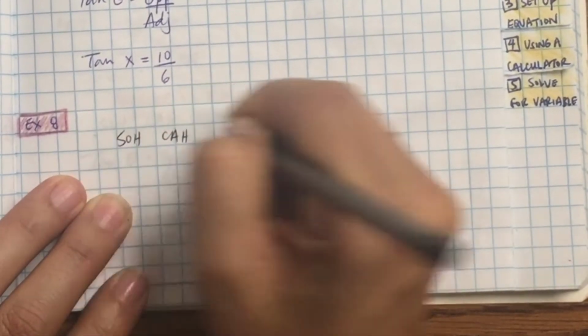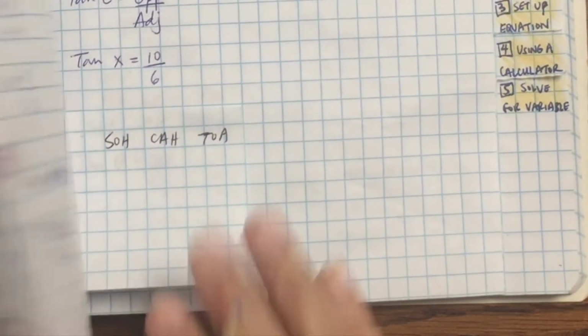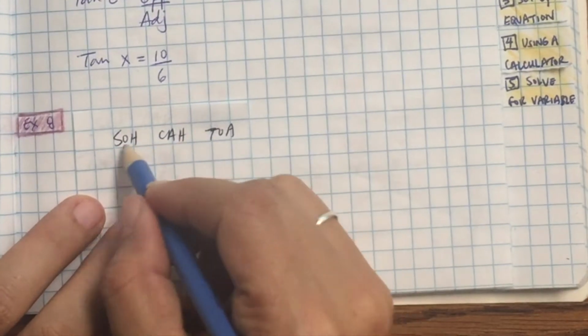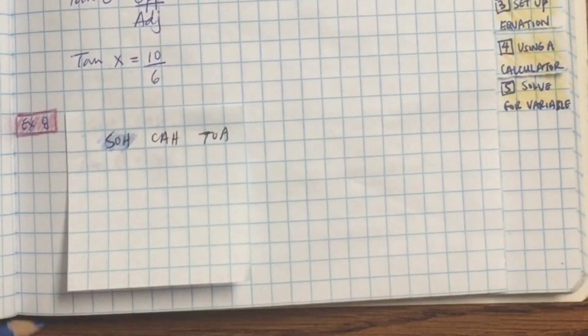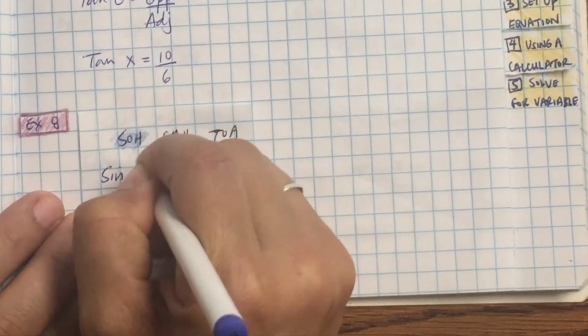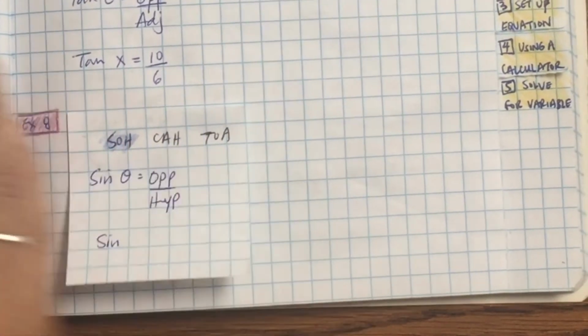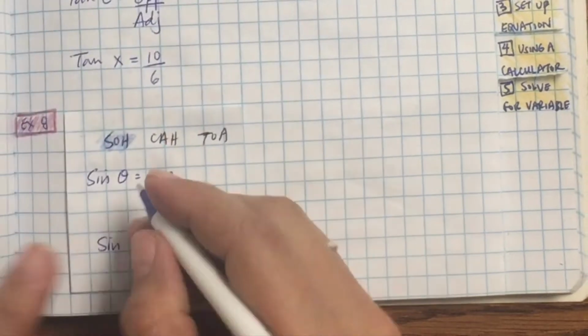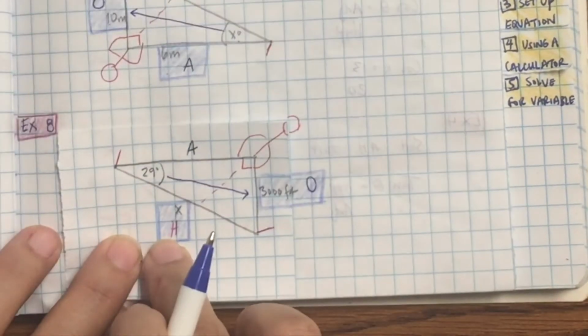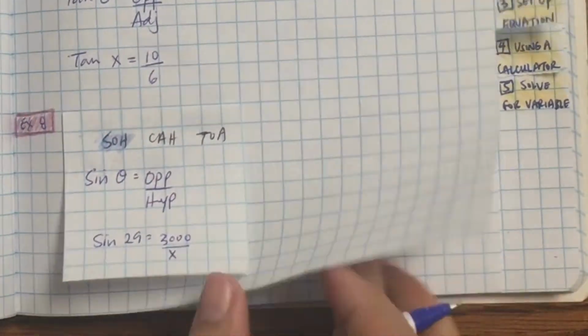So we're going to write out SOHCAHTOA, and then what did we use? We used O and H. So O and H is sine. So we're going to set that up. So we're going to have sine of the angle is opposite over hypotenuse. So sine of, and what's the angle? 29 is opposite, which is 3,000, over hypotenuse, which is X. Then turn 2 pages so we can solve it.